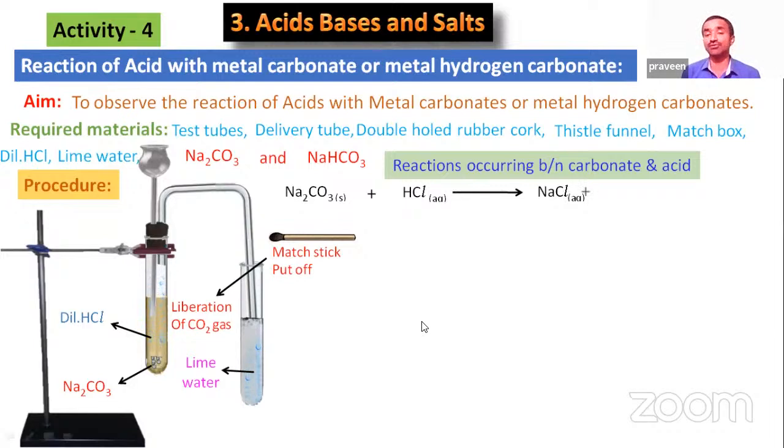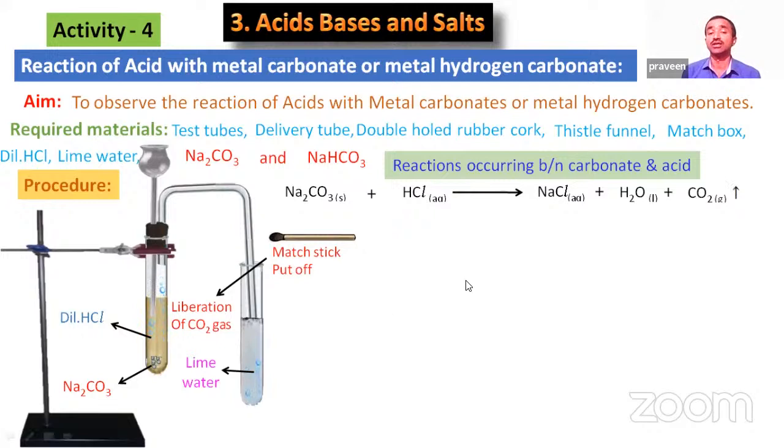Then it gives you one of the substances, H2O, water, and the other substance is the liberated gas, carbon dioxide. So three products you are going to obtain here. Na2CO3 and HCl together give you NaCl, H2O, and carbon dioxide. Now complete the same reaction with the acid and the metal hydrogen carbonate, the same process.